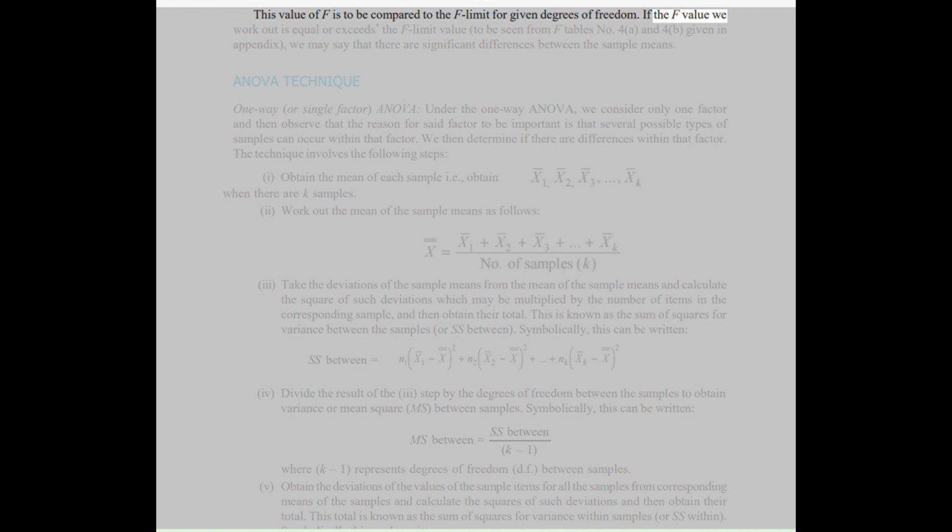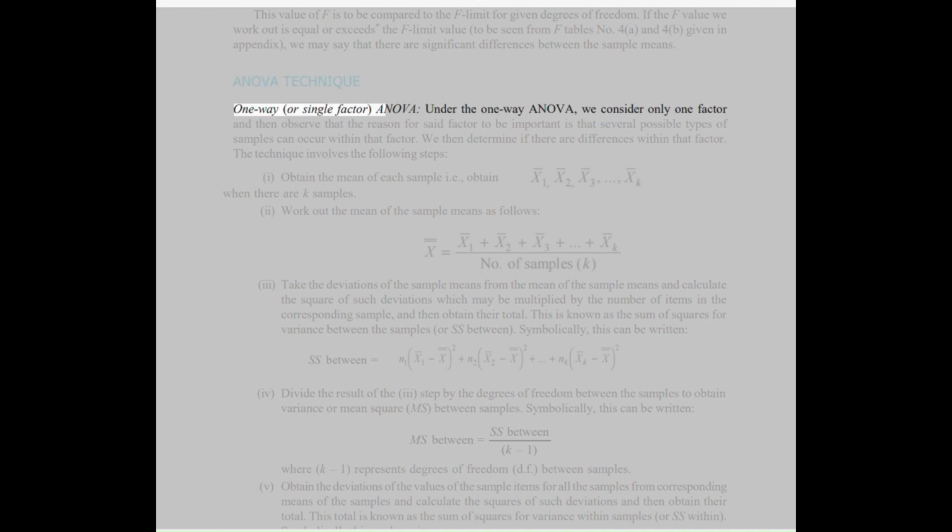If the F value we work out is equal to or exceeds the F limit value to be seen from F tables No. 4a and 4b given in the appendix, we may say that there are significant differences between the sample means. ANOVA technique.